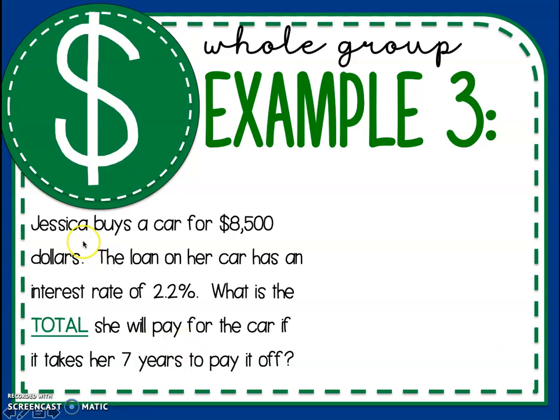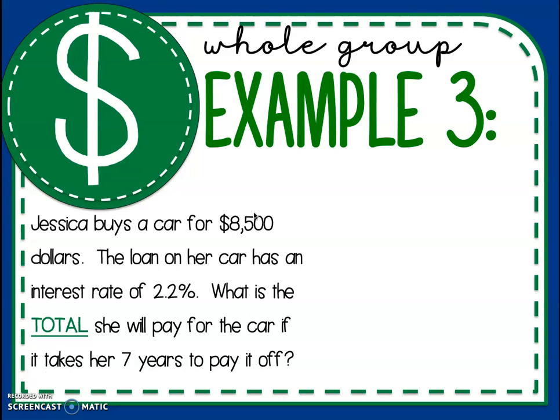Okay, so Jessica buys a car at $8,500. The loan on her car has an interest rate of 2.2%. What is the total that she's going to repay if the car takes 7 years to pay off? So this one is a little bit different. Anytime it's asking for the total, it's asking for the amount she borrowed plus whatever she has to pay in interest. So there's an additional step at the end where after we find the interest, we have to add it to the principal amount that she borrowed.